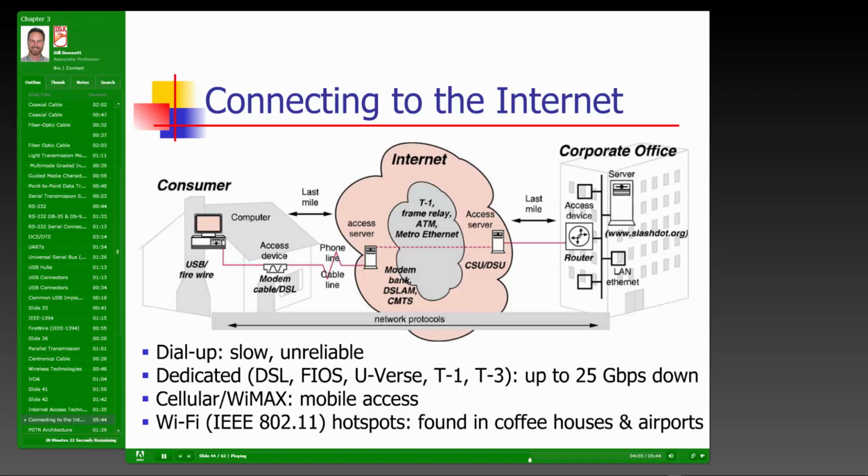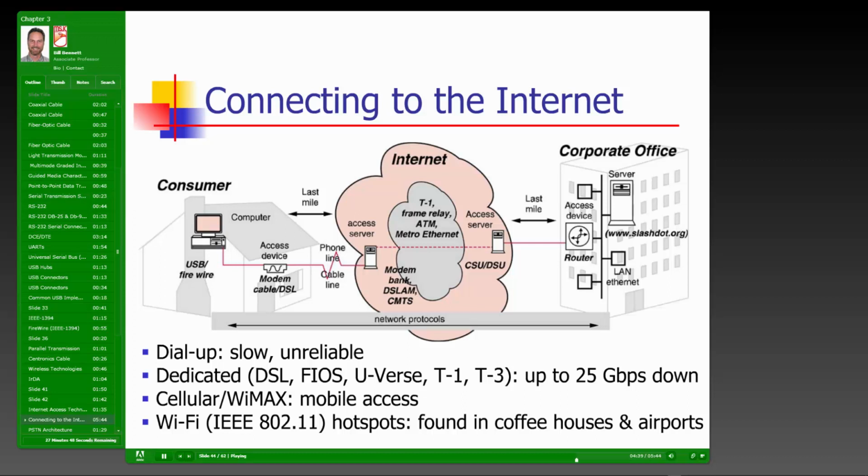But then in the cloud, there's all kinds of different data link layer protocols that could be utilized inside of there. And we don't really care what those are. As long as we can make the connection to our access server, that's really all we care about. And that's what all the bulleted points are, just the different possible access technologies that would be used here. So dial-up or a modem, some sort of a dedicated connection, meaning always on, something like DSL, FiOS, UVerse, T1 lines or T3 lines.